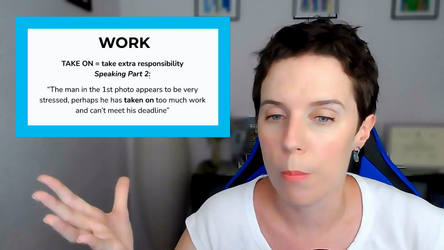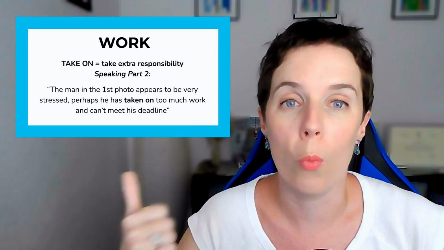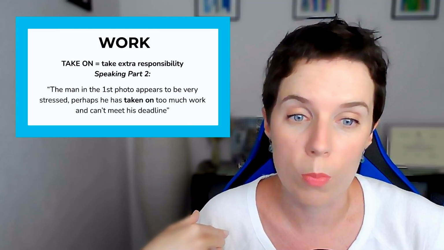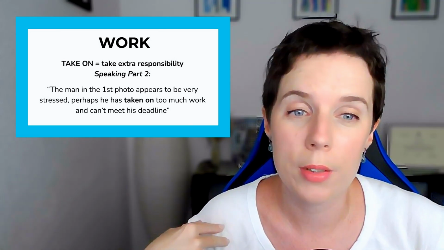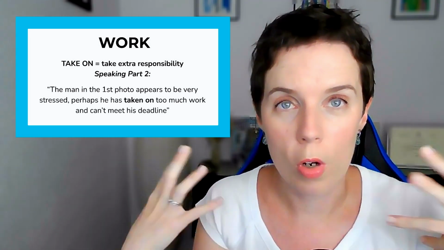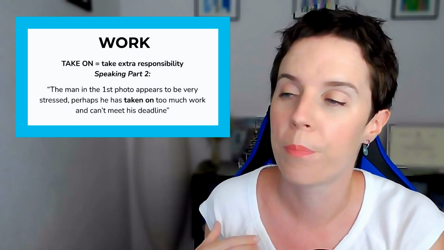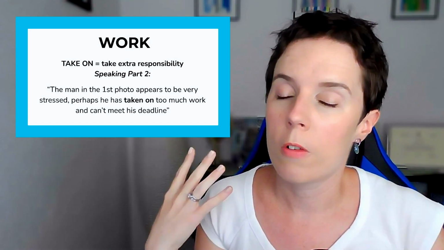Okay. For example, let's take a look in speaking part 2. Again, if you're comparing a photo, you could say, for example, the man in the first photo appears to be very stressed. Perhaps he has taken on too much work and can't meet his deadline. So we would often take on work, take on responsibility, and take on a challenge. Okay, so if you take on something, you take extra, either responsibility or work, we would often use it with. Okay. All right, so they are our 4 for work.